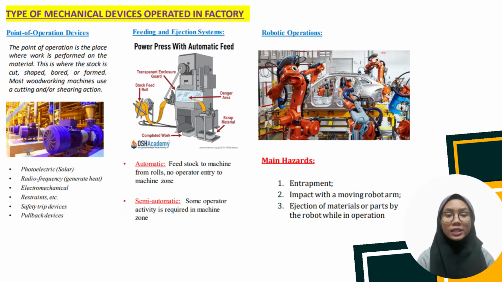On the other hand, automatic or semi-automatic feed and injection methods do not require the operator to place his or her hands in the danger area. Guards are still required to protect the operator. However, by eliminating the need for operator involvement in the danger area, employees are less likely to be injured.